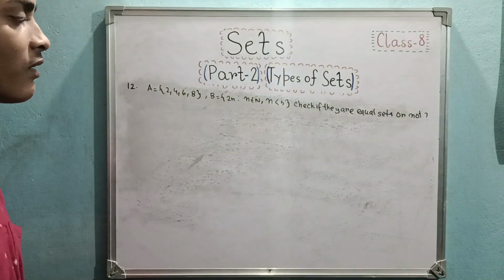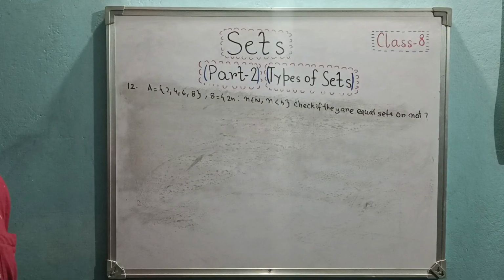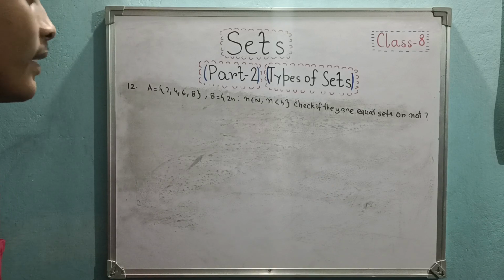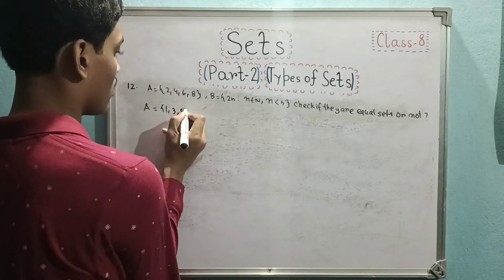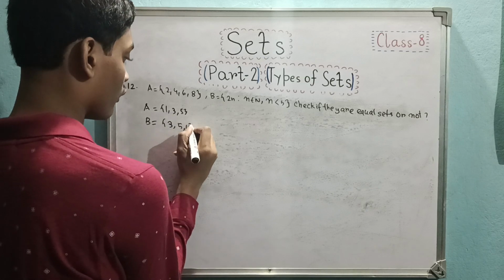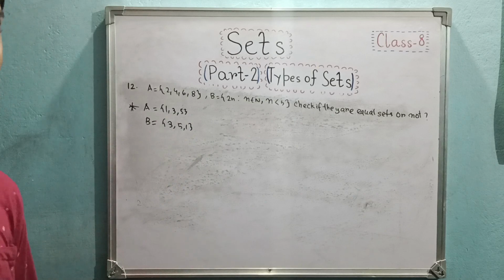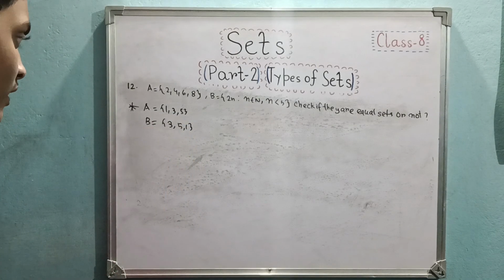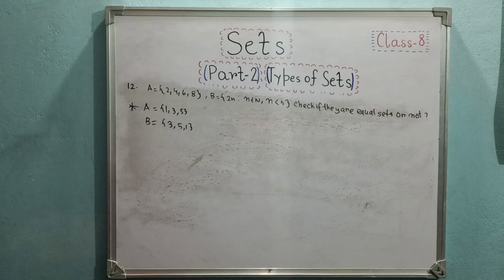So what are equal sets? Equal sets are when two sets have the same elements, like A has 1, 3, 5 and B has 1, 3, 5. They are equal sets. It can also be like this: A has 1, 3, 5 and B has 3, 5, 1. Suppose this is an example. See, the elements are the same, they are just arranged in a different order. These are equal sets. When the elements are the same, they are equal sets.